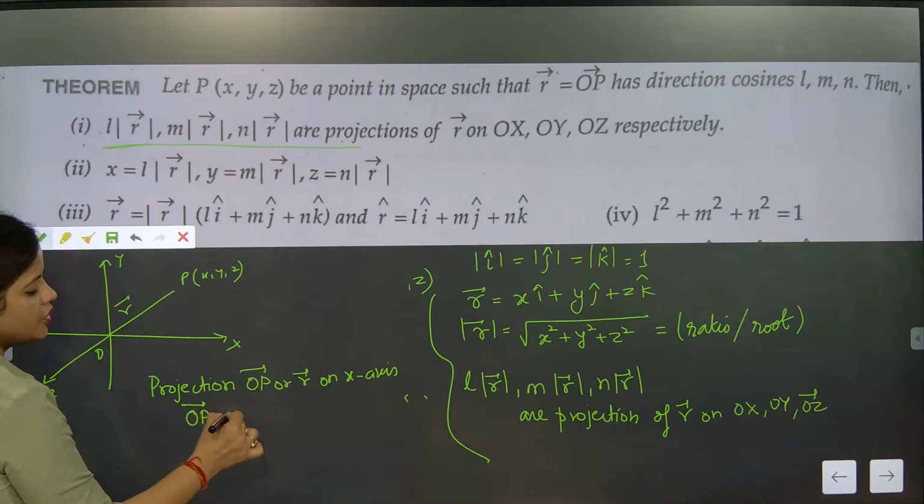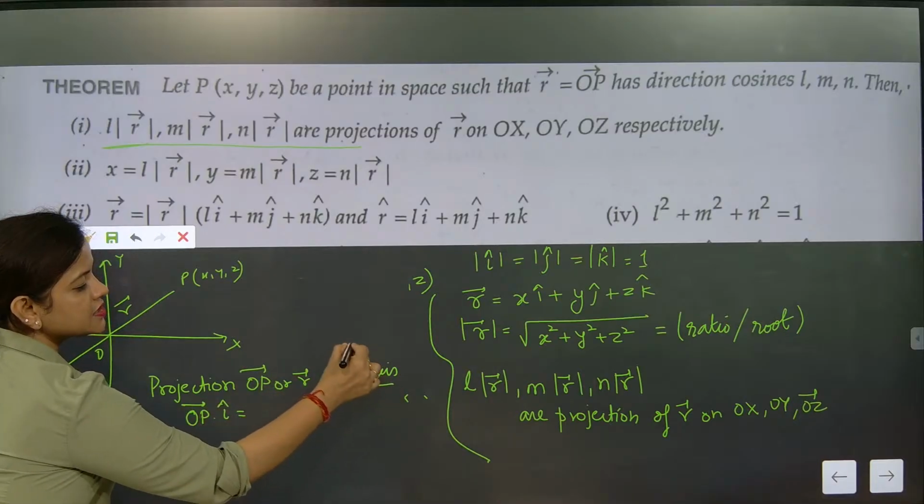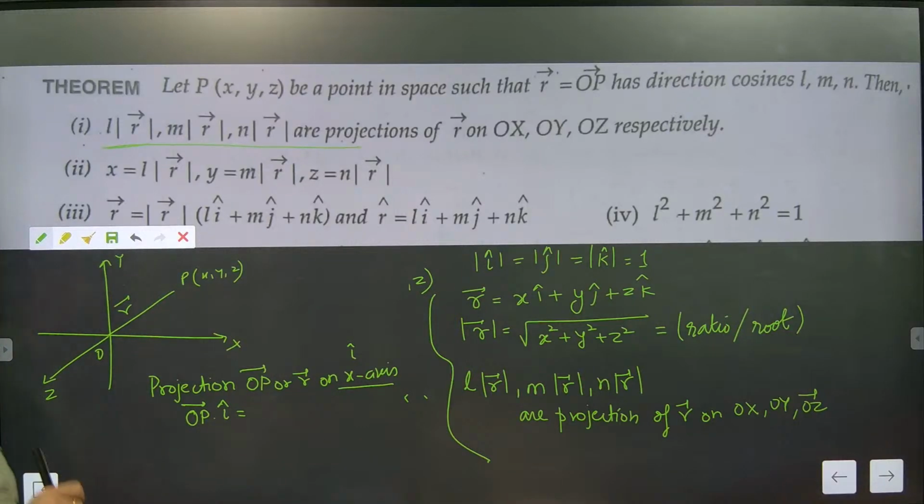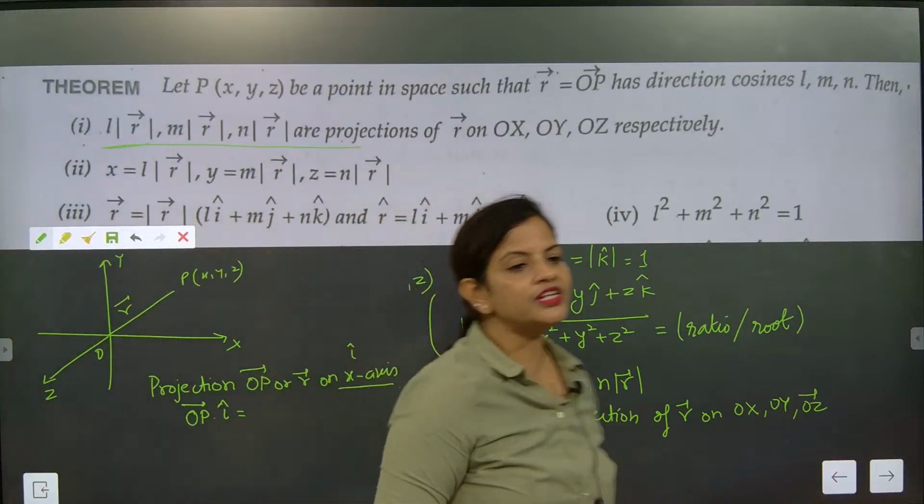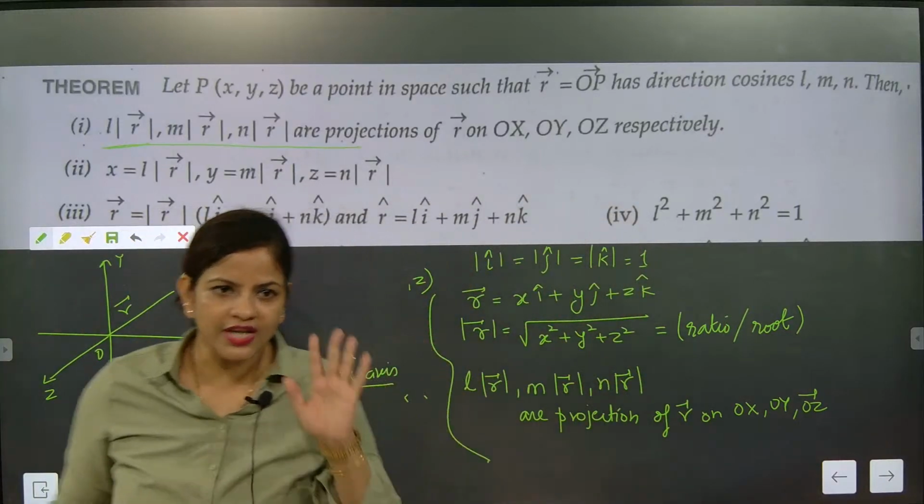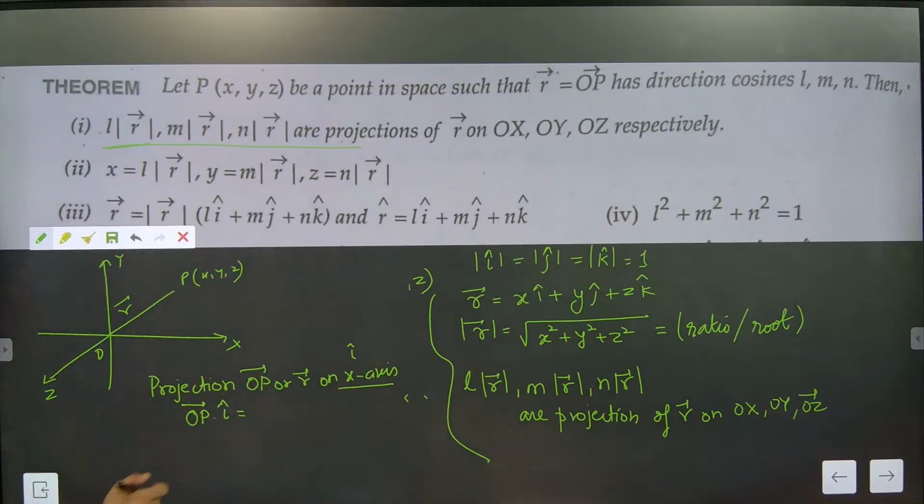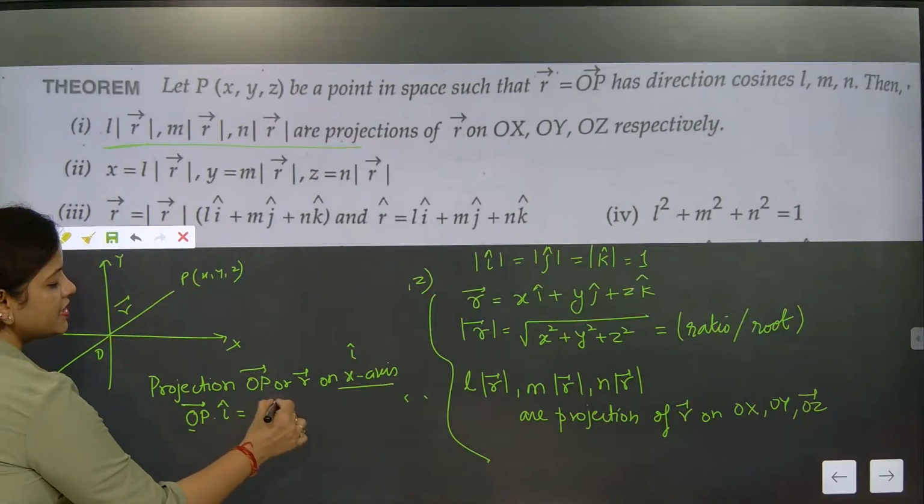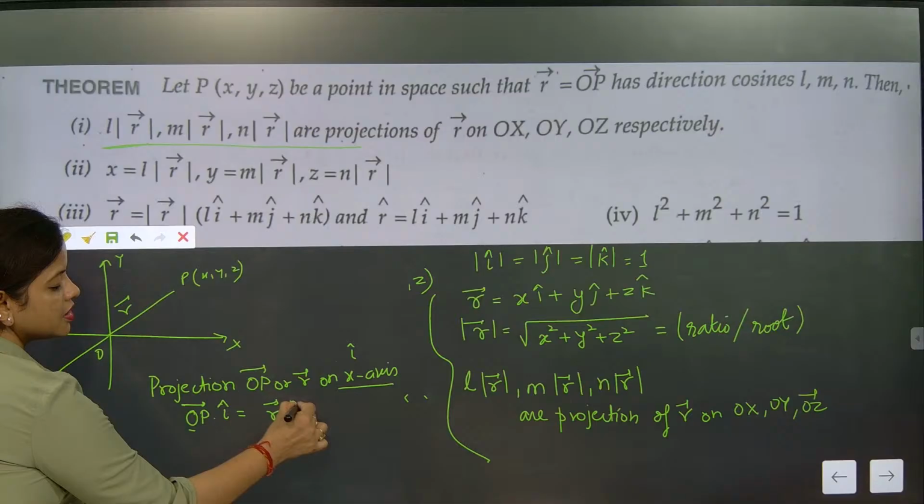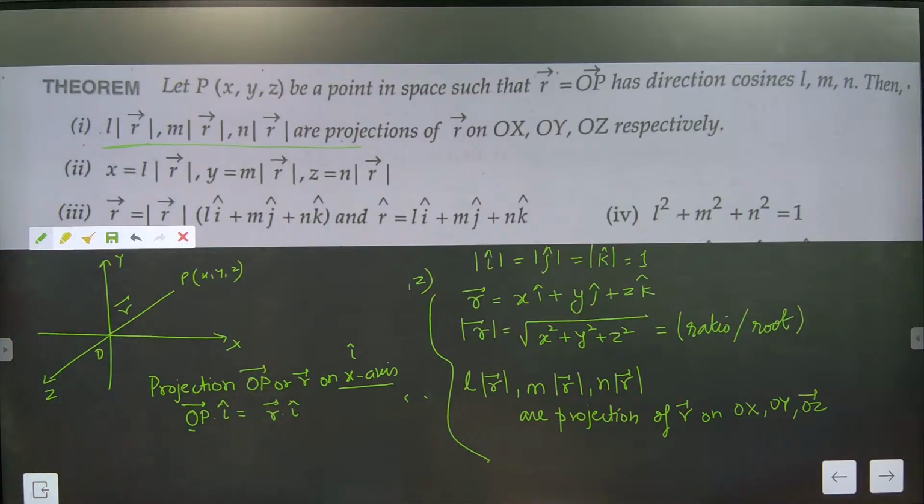OP vector dot i cap. The x-axis unit vector is i cap. So directly we have written, till here it is clear. So beta, OP is coming as nothing but R vector dot i cap according to the formula. Is it clear? What is OP? OP is R vector.